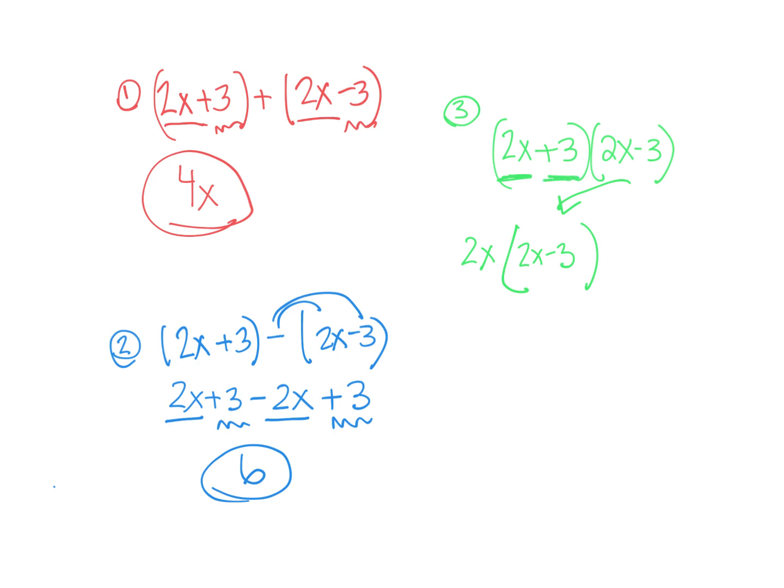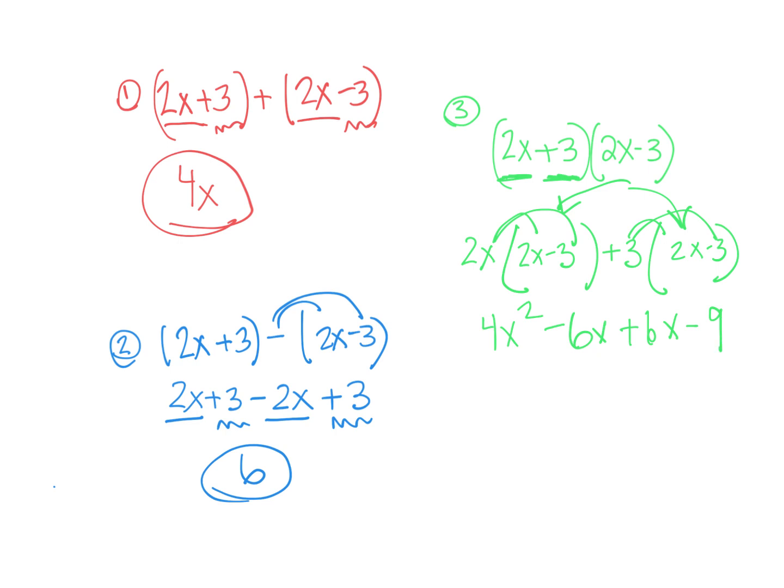And then I would pick up this plus 3, make sure you use the signs there, and then multiply it by 2x minus 3. So this is going to give me 4x squared, a minus 6x, a positive 6x, and a negative 9. And so when I go to combine like terms, I see the 4x squared doesn't combine with anything, but the negative 6x and the positive 6x cancel out. And then we have a constant of negative 9.